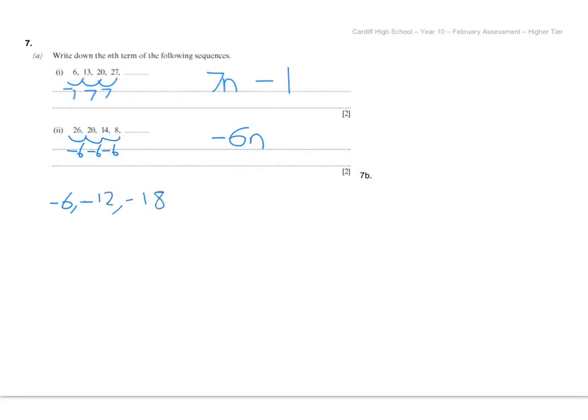So we're looking to see what do we have to do to get from this sequence up to that one. So we're obviously adding on quite a bit there, and it's 32 that we're adding on.